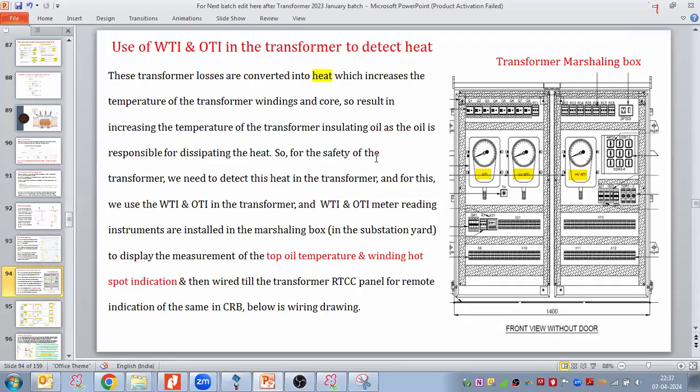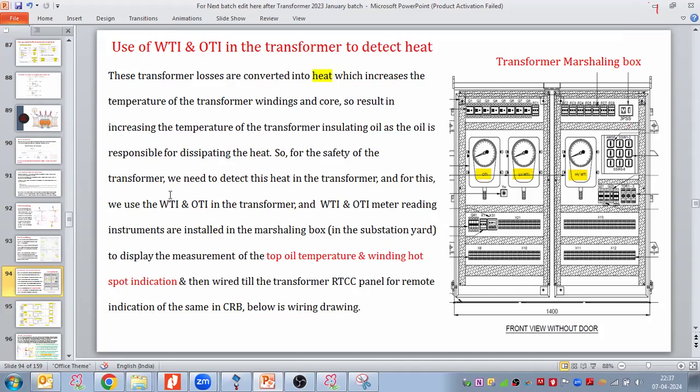So for the safety of the transformer, we need to detect this heat, and for this reason we use the WTI and OTI. With the help of the WTI, we are directly measuring the winding heat, right? Because the winding is where the losses occur, and the winding is the major source of heat. So we are detecting the winding heat.